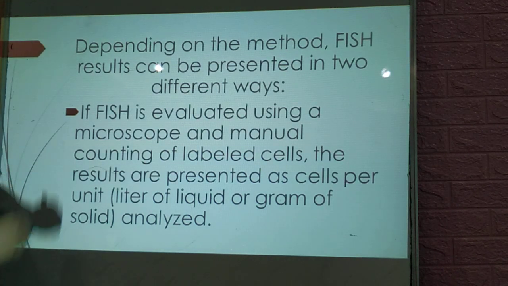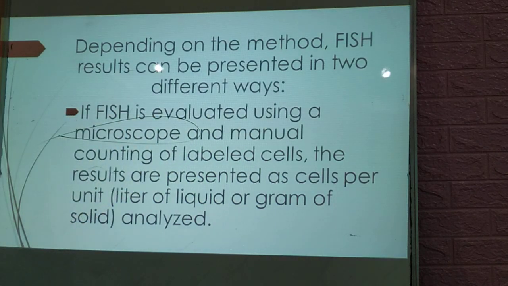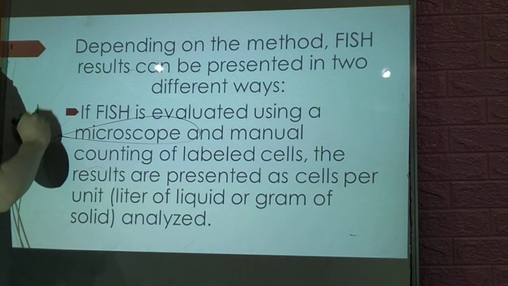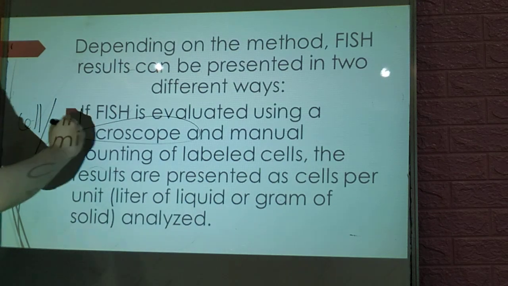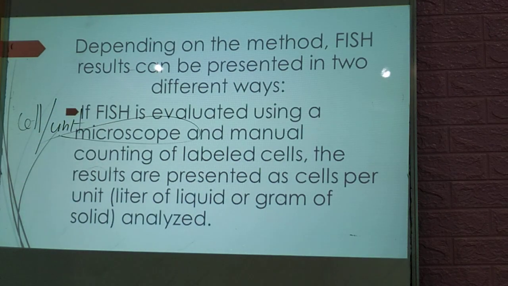So if fish is evaluated using your epifluorescent microscope and manual counting, which is very subjective, with the use of labeling, remember, we are supposed to look for the presence of labels, guys, the results are presented as cells per unit. So number of cells per unit. Let's say, for example, per microliter, per ml, per liter, or, guys, per gram of solid. But most of the time, per unit of liquid or per gram of solid. So that is for microscopy.